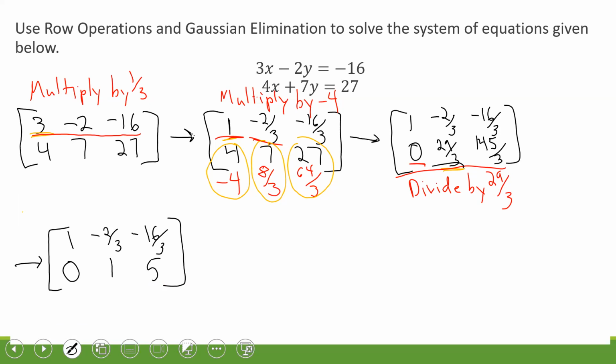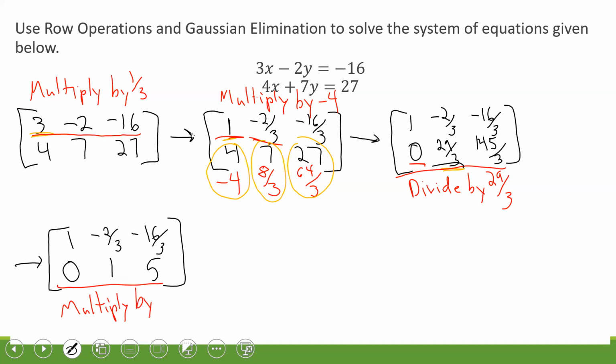All right, so we have now accomplished our goal of making the second entry in the second row 1. So now we're going to do the opposite of what we did once we had made the first entry in the first row 1. We now want to eliminate all the entries above that 1, which in this case is just the negative 2/3. So again, we want to think, what would I have to multiply 1 by so that when I add it to negative 2/3, I would get 0? And the answer there would be multiplying by positive 2/3.